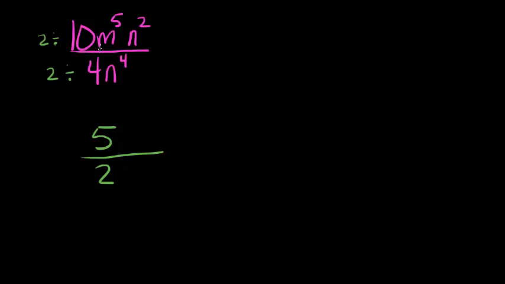This is the only m in the expression, so there's nothing to simplify it. I'm just going to leave it as is, m to the fifth. And then I have 2 minus 4. Remember, when we have a common base and we're dividing, we subtract, so we have 2 minus 4 gives us n to the negative 2.